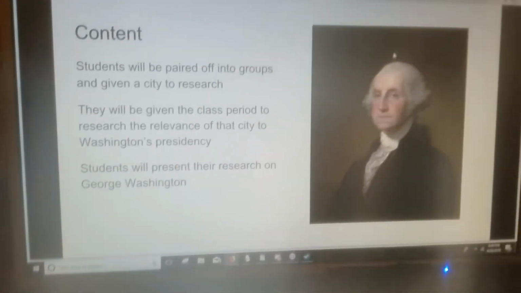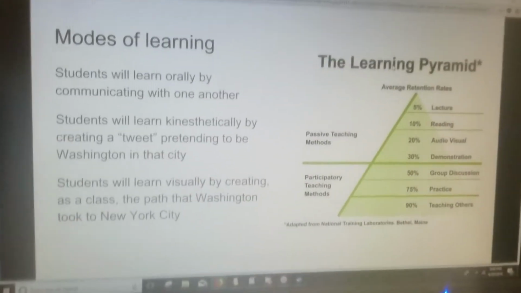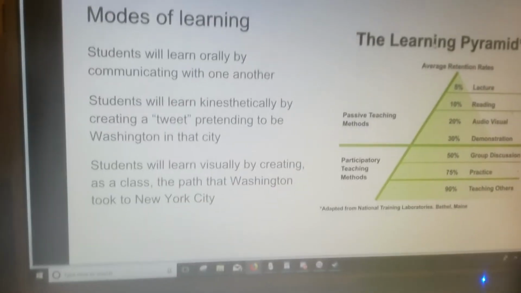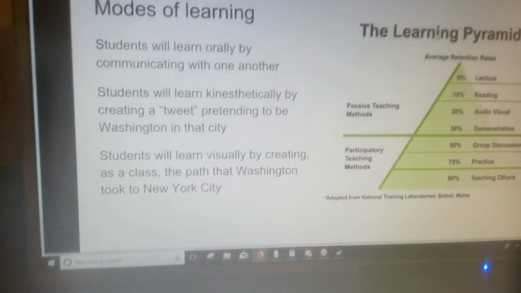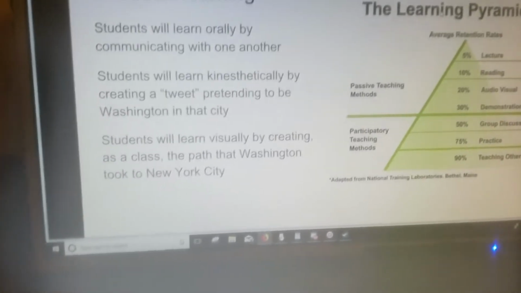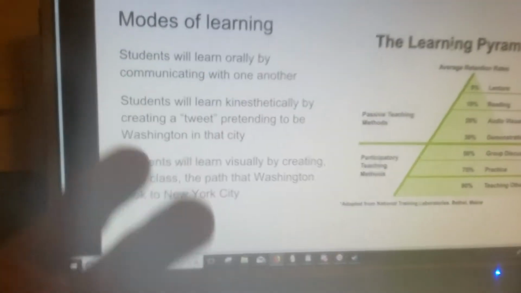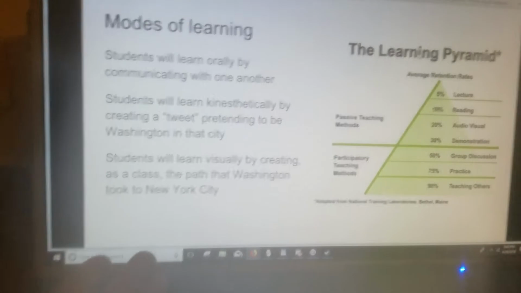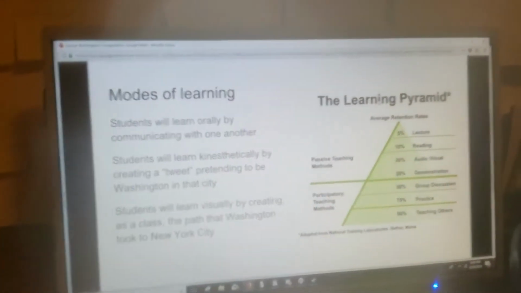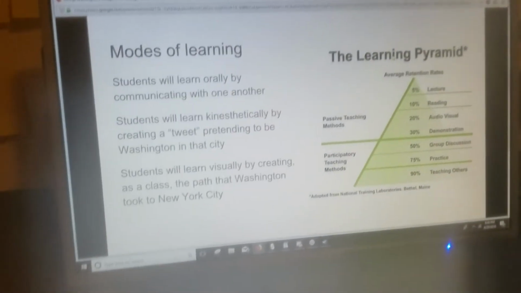tweet to the class. As for the modes of learning, the students will learn orally by communicating with one another and discussing their research with their partners. They'll learn kinesthetically by creating the tweet, pretending to be George Washington in that city, as well as physically putting that tweet on the map to show where George Washington was.